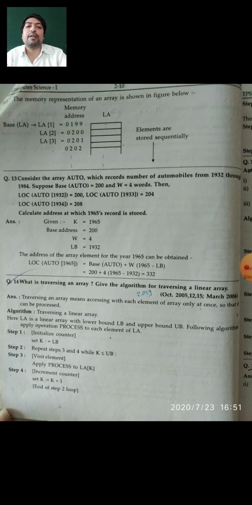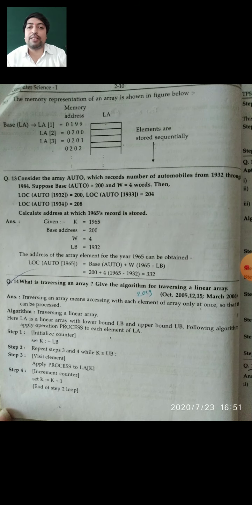You can see the base is the base address. W is the word per memory location. K is the kth element of LA, and LB is the lower bound. LB, we already know. LB is the lower bound of the array and the smallest index of LA. We will see what is written in it.